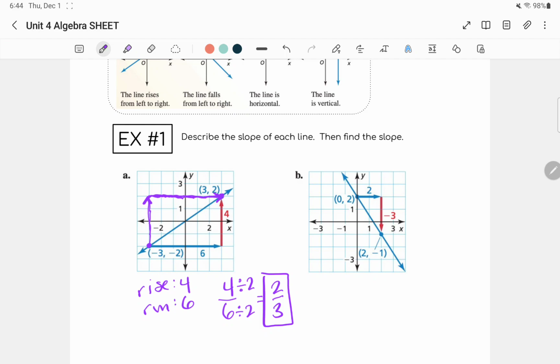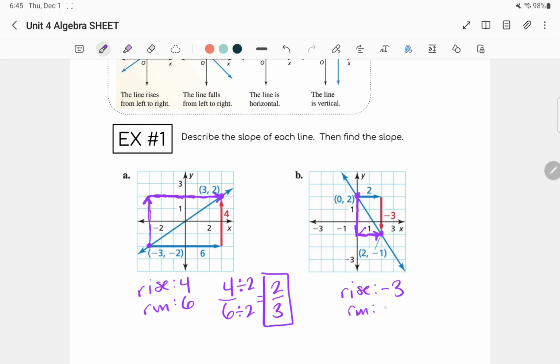So let's look at letter B. Again, if I'm going from here to here, I'm going to rise first, right? Rise over run. But instead of going up, see how it's falling? I'm going to have a negative slope. So I'm going to go down. So I'm going to go down 1, 2, 3. And since I'm going down 3, it is going to be negative 3, right? Negative 3. And then I'm going to run. So I'm going to go over 1, 2. And so my run is 2.